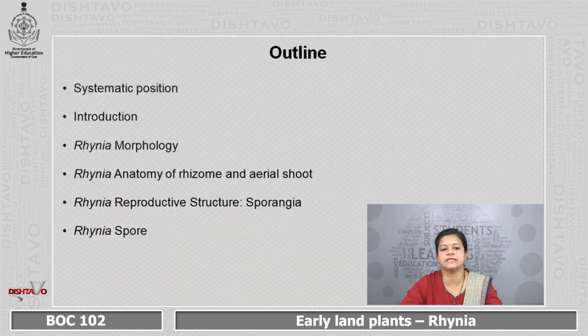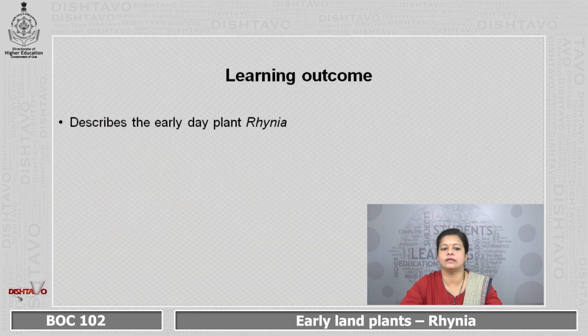Outline: we will be seeing the systematic position, introduction, Rhynia morphology, Rhynia anatomy of the rhizome and the aerial shoot, Rhynia reproductive structure, that is the sporangia, and the spore of Rhynia. Learning outcome: describe the early day plant Rhynia.